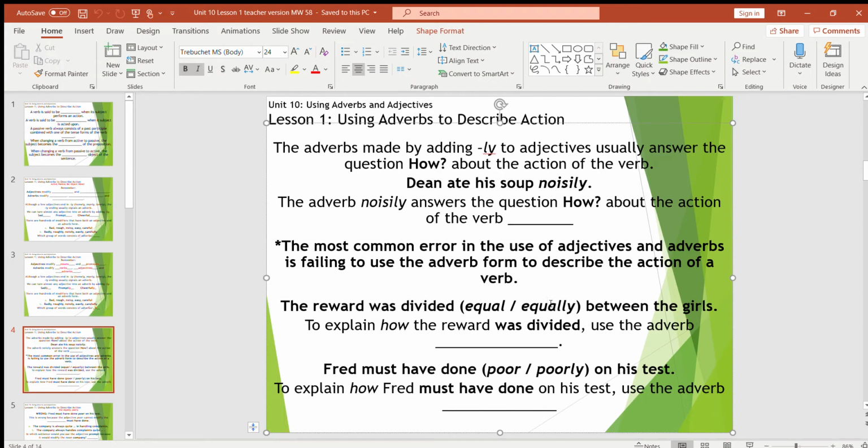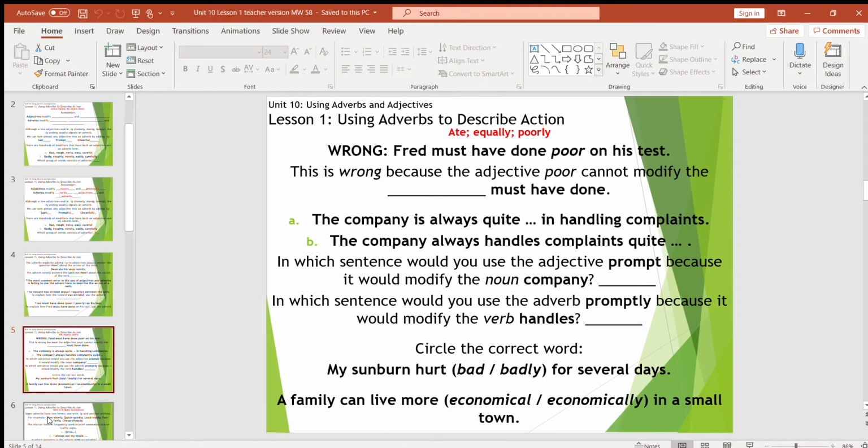Fred must have done poor or poorly on this test. So to explain how Fred must have done the verb on the test, we need an adverb to describe a verb. So do we go with poor or poorly? We go with poorly, the adverb. Again, how do we know? It ends in ly. So it would be wrong to say Fred must have done poor on his test. The reason why this is wrong is because poor is an adjective. Adjectives cannot modify must have done, which is what part of speech? A verb. Remember, adjectives don't describe verbs. Adjectives describe nouns and pronouns.